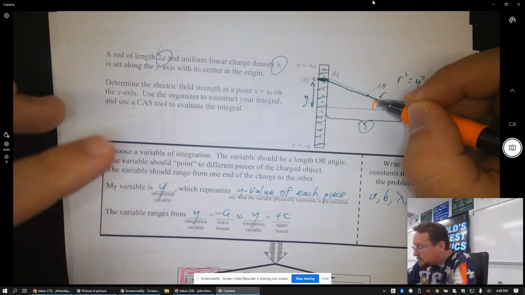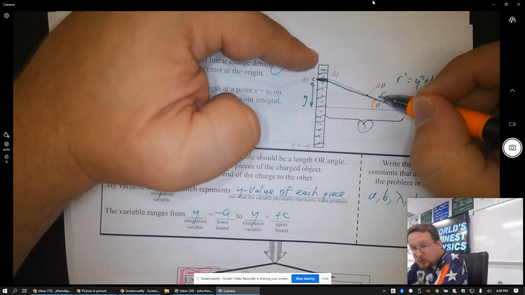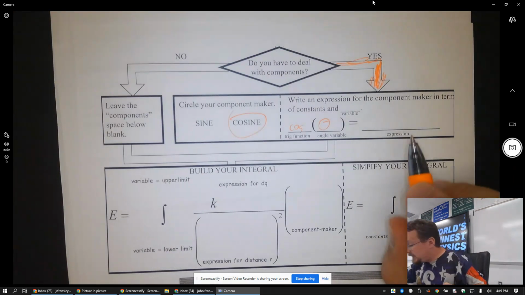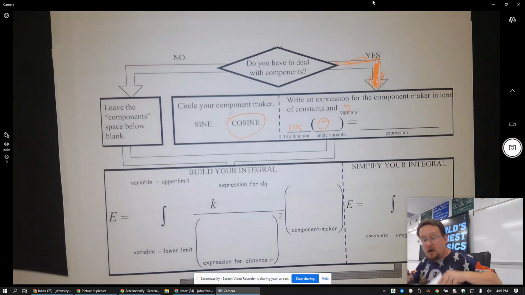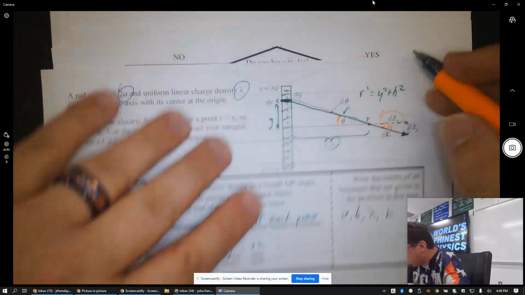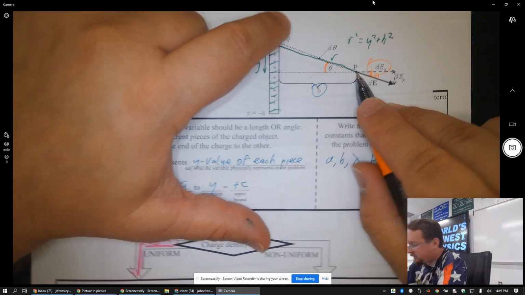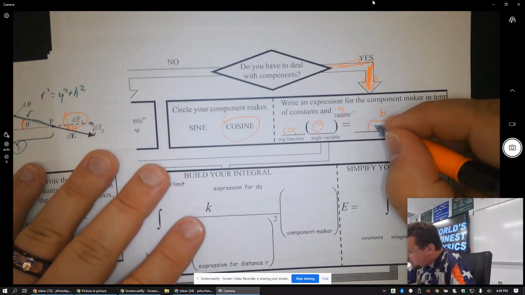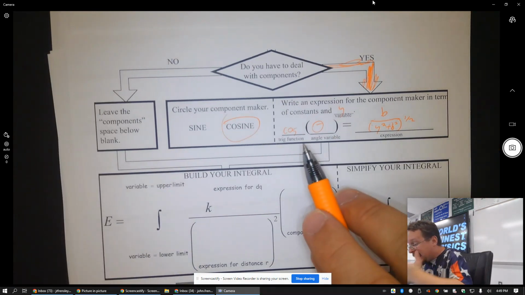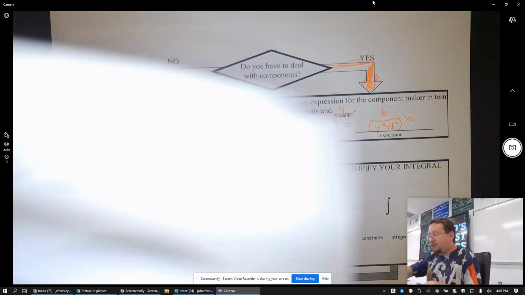Theta is a variable because theta is different for each piece. But that's not the integration variable I chose, is it? I chose y. So I need to put something here that's in terms of y. What is cosine theta? Cosine theta is adjacent b over hypotenuse, which you can call r if you want, or you can call it y squared plus b squared to the 1/2 power. So notice, I could have just used cosine theta before because theta was the integration variable.